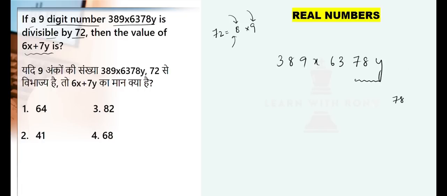So 78y should be divisible by 8. We know that 8 9s are 72. So the remainder here is 6. So what is the value of y we can keep so that we get a number divisible by 8? We know that 8 8s are 64, right? So we know that y equals 4 here.